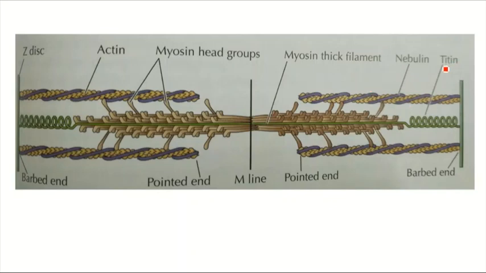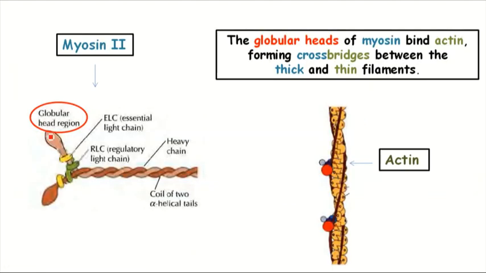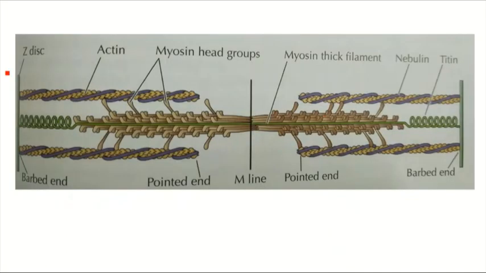So actin filament is stabilized by nebulin, and titin acts as a spring during muscle contraction. Okay, and this is the cross bridge formation during muscle contraction. The globular head of this myosin 2 binds with the actin, and that's how this cross bridge forms.